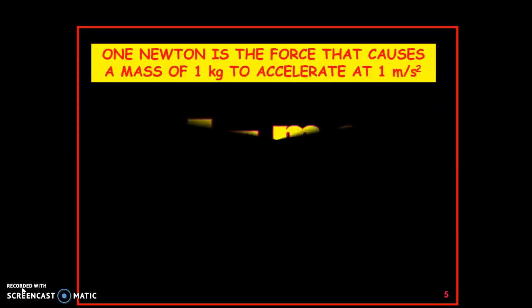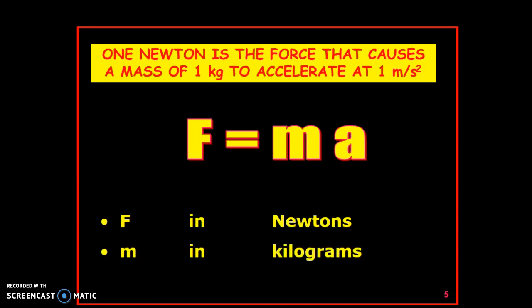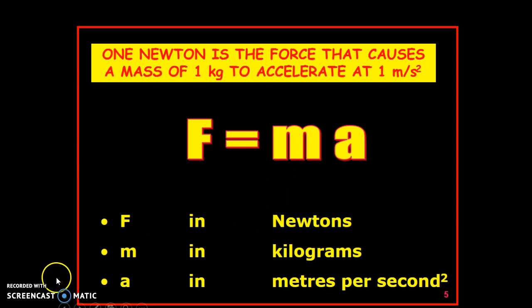So we've come across F equals ma before, and we define it because we state that 1 Newton is the force that causes a mass of 1 kilogram to accelerate at a rate of 1 meter per second squared. We already know that force is measured in newtons, capital N. Mass is measured in kilograms, small letter kg, and acceleration is measured in meters per second squared, which is m.s to the minus 2.